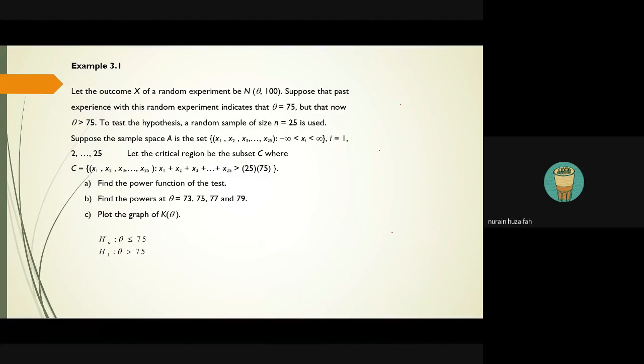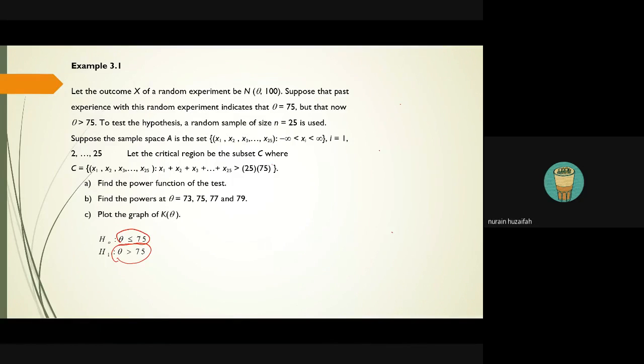Last class, I mentioned 3.1 and 3.2, but in my video, I already added example 3.3. In this one, you want to find the power function of the test, and then compute the power at several parameters. Our null hypothesis is theta less than or equal to 75, and the alternative is theta greater than 75.